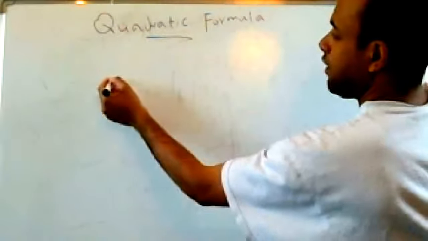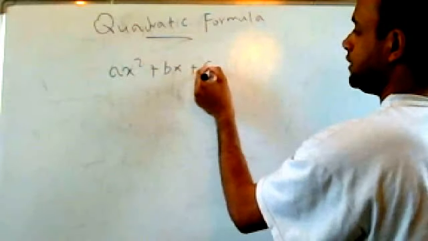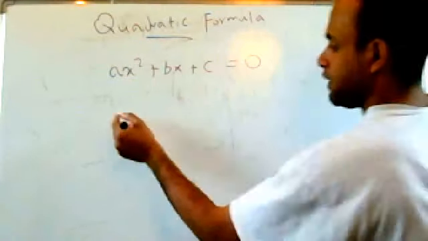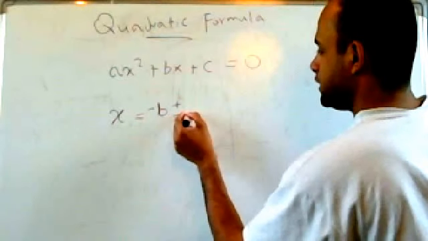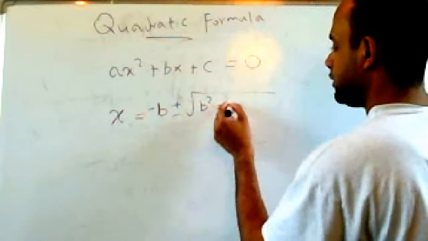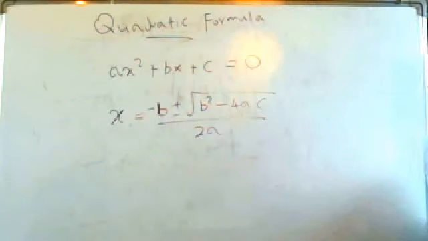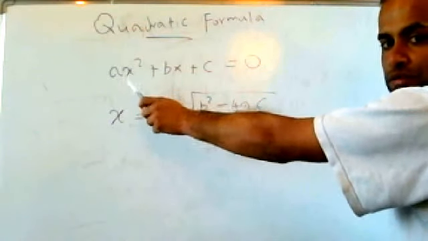Okay, we're going to do quadratic equations using the quadratic formula today. Now the quadratic formula is this. If you have a quadratic equation, let's say ax squared plus bx plus c equal to 0, then the quadratic formula is x equals minus b plus or minus square root of b squared minus 4ac, all over 2a.